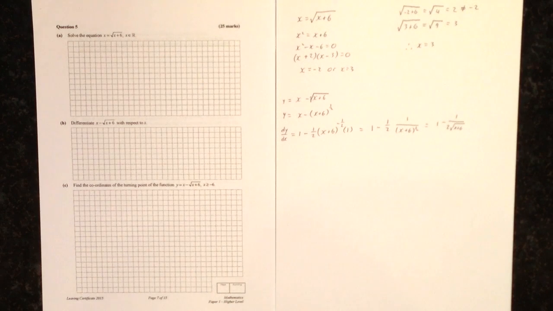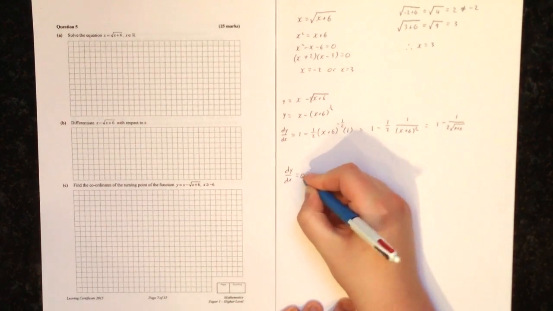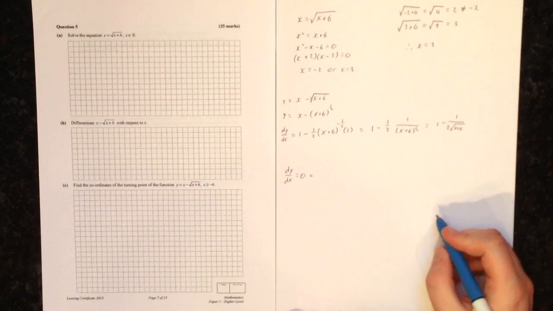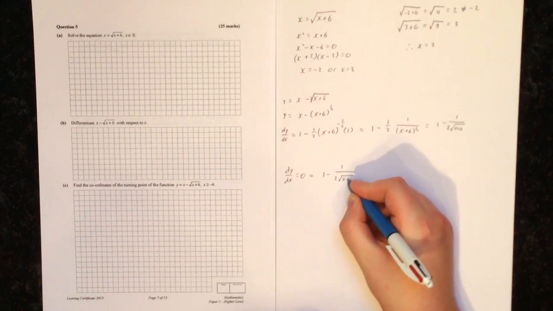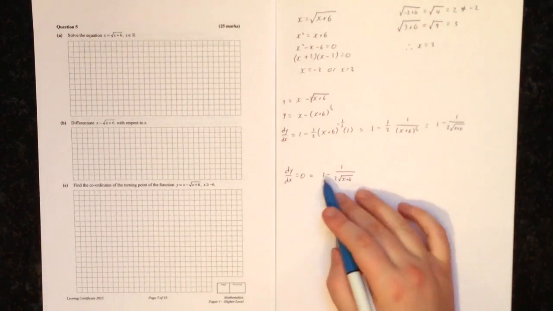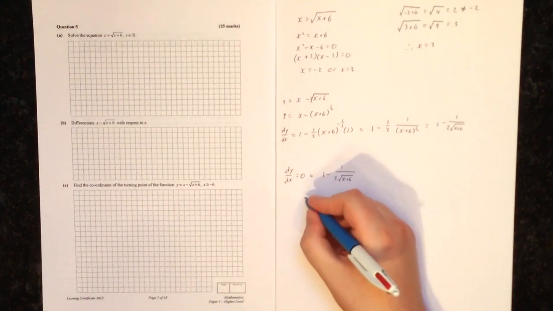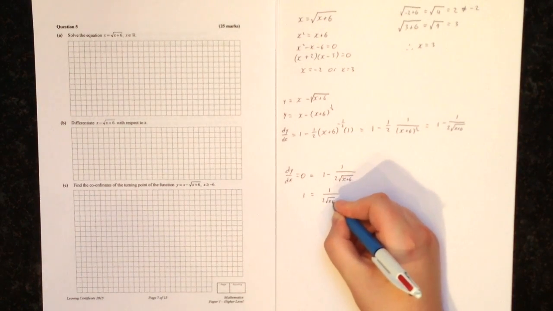Part C says find the coordinates of the turning point of the function y equals x minus the square root of x plus 6. So at a turning point, the derivative is equal to 0. So we have that dy/dx equals 0 at the turning point. So when dy/dx equals 0, that means 1 minus 1 over 2 times the square root of x plus 6 is also equal to 0, because that's equal to dy/dx. Now we can add 1 over 2 times the square root of x plus 6 to both sides to get that 1 is equal to 1 over 2 times the square root of x plus 6.